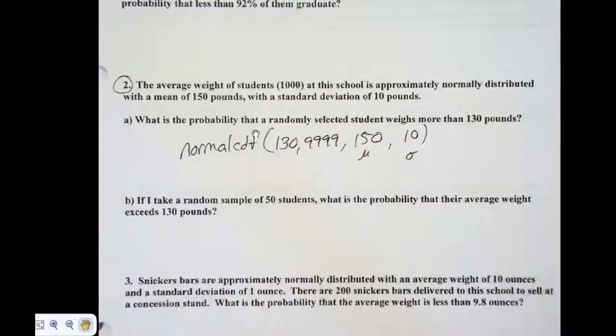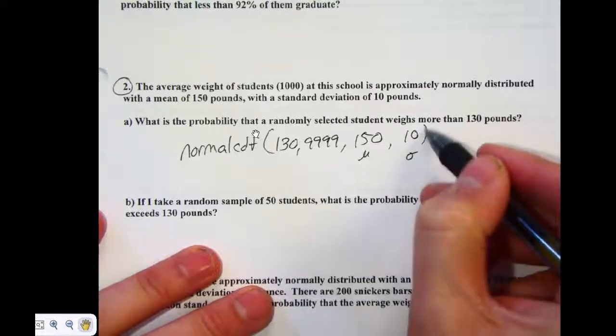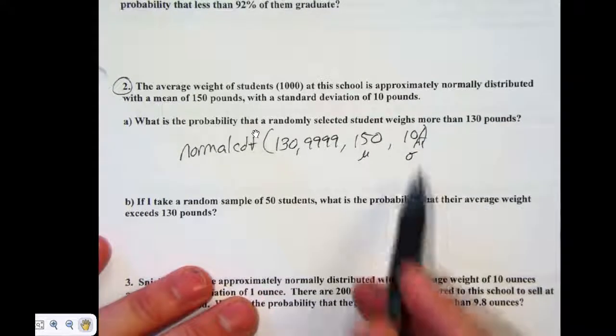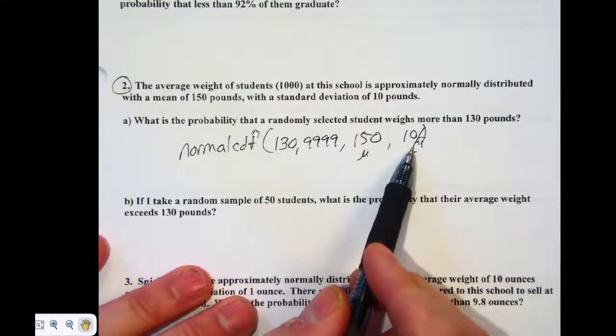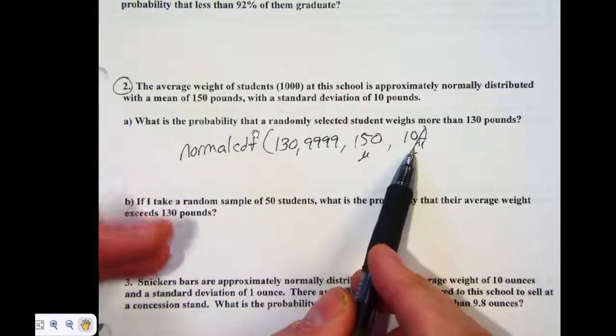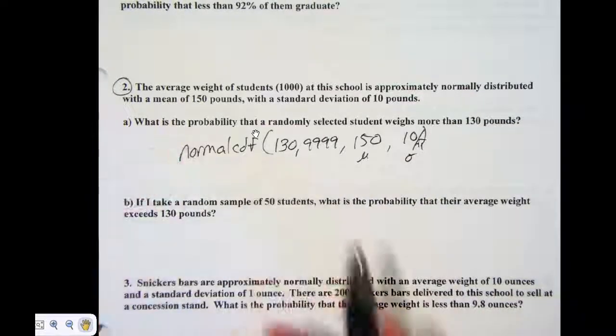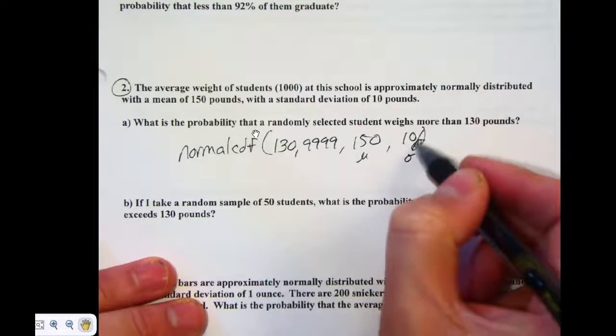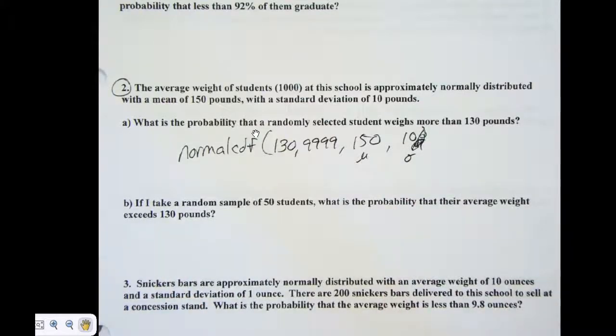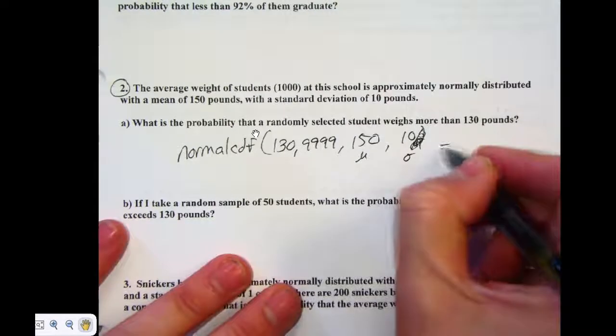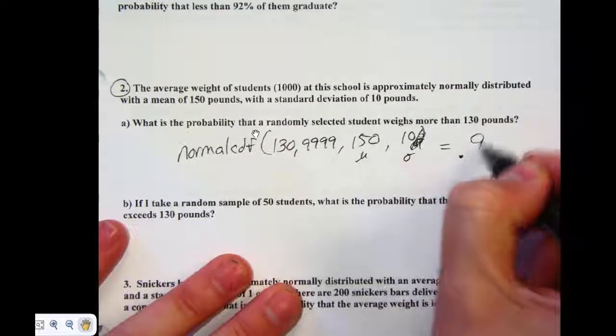Or, if you want to consider it a sample and tell me the standard deviation is 10 divided by the square root of 1, is that going to change anything? I mean, 10 divided by the square root of 1 is 10, right? So I would look at it and say that's not a sample. That's how my brain sees it. But if you see it as a sample of 1, there's nothing wrong with that either. So this comes out to 0.977. Did you guys get that?